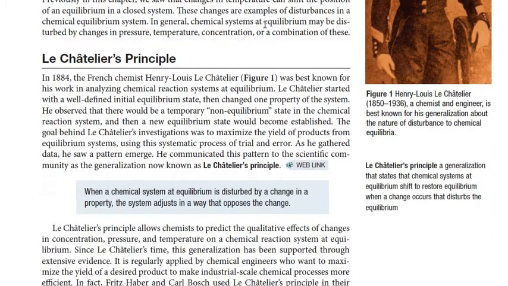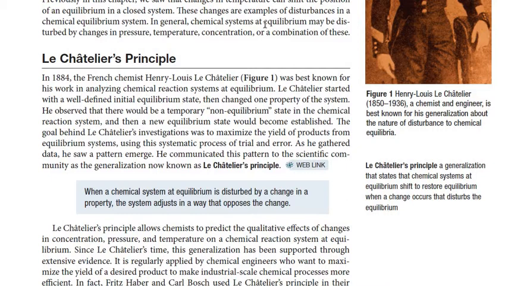Le Chatelier's Principle. In 1884, the French chemist Henri-Louis Le Chatelier was best known for his work in analyzing chemical reaction systems at equilibrium. Le Chatelier started with a well-defined initial equilibrium state, then changed one property of the system. He observed that there would be a temporary non-equilibrium state in a chemical reaction system, and then a new equilibrium state would become established. The goal behind Le Chatelier's investigations was to maximize the yield of products from equilibrium systems, using the systematic process of trial and error.